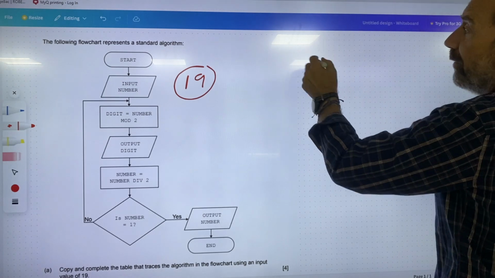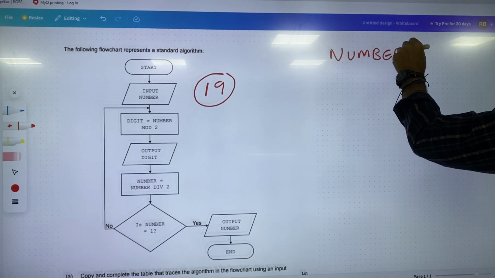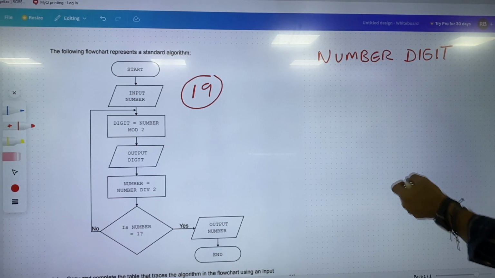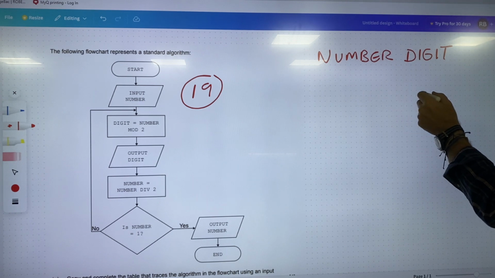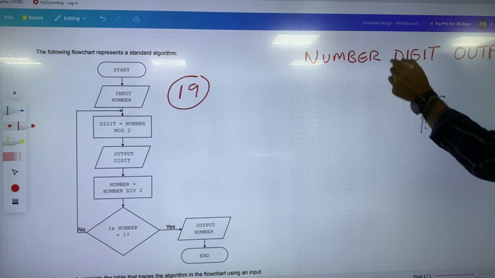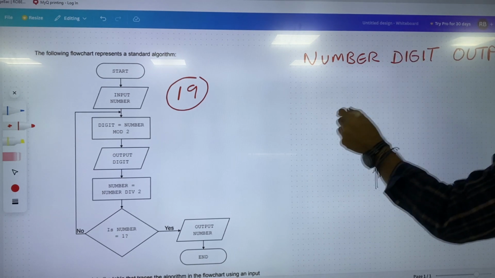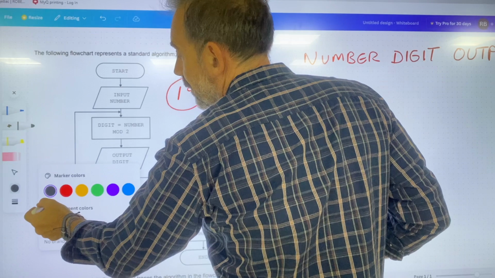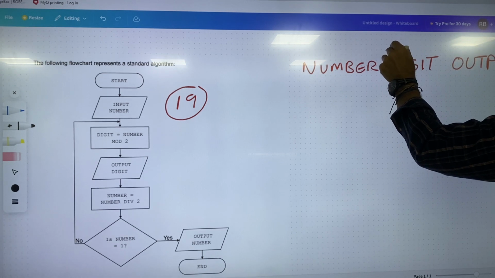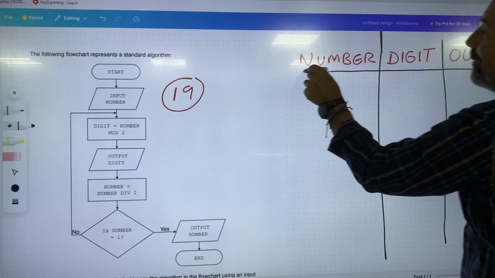So I've got number, I've got digit, and output. This is Canva by the way, I've not used it before. Can I draw a line? Is it going to let me draw a line? Okay, line. Okay, good.